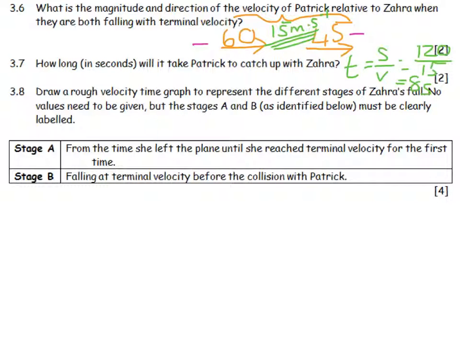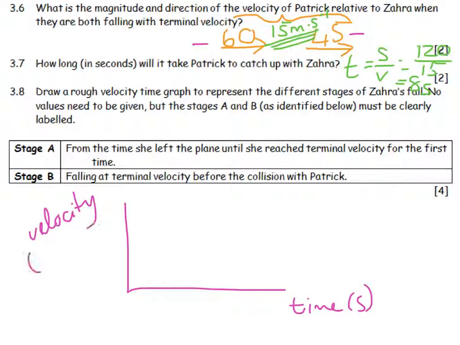And then it asks me to draw a rough velocity time graph to represent the different stages of a free fall. You don't need values, you just need to have the stages. So the first thing that happens in free fall is best we label our axes, time in seconds, and velocity in meters per second. And I'm then going to say that to start with, there's no velocity. The velocity increases constantly under gravitational acceleration. So that's stage A. And there's a gradual change, really, until they reach terminal velocity, a constant velocity, which is B.